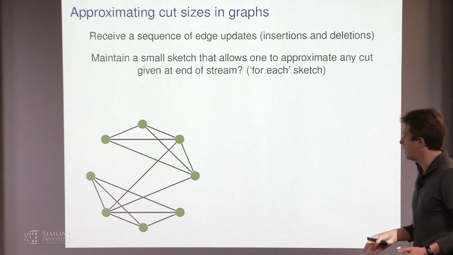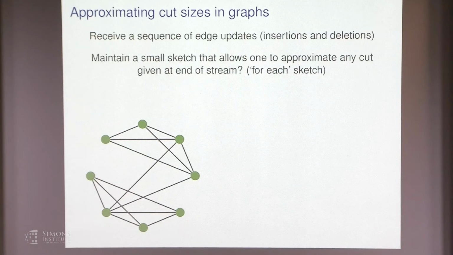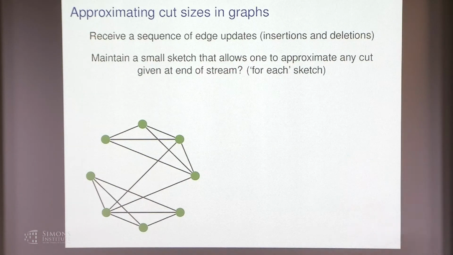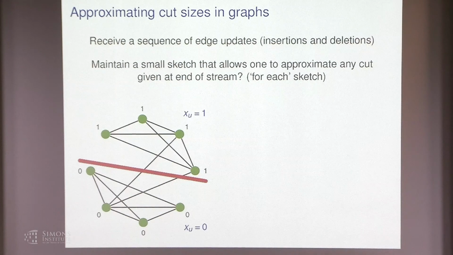Now this happens to be a very powerful observation. In particular, this observation allows us to solve the following interesting problem. Suppose that I receive a sequence of edge updates, insertions or deletions, and at the end of the stream, I'm given some cut S. I didn't know it before the stream arrived, and what I want is to be able, at the end of the stream, when I'm presented with this cut, to output an approximation to the number of edges that cross the cut.